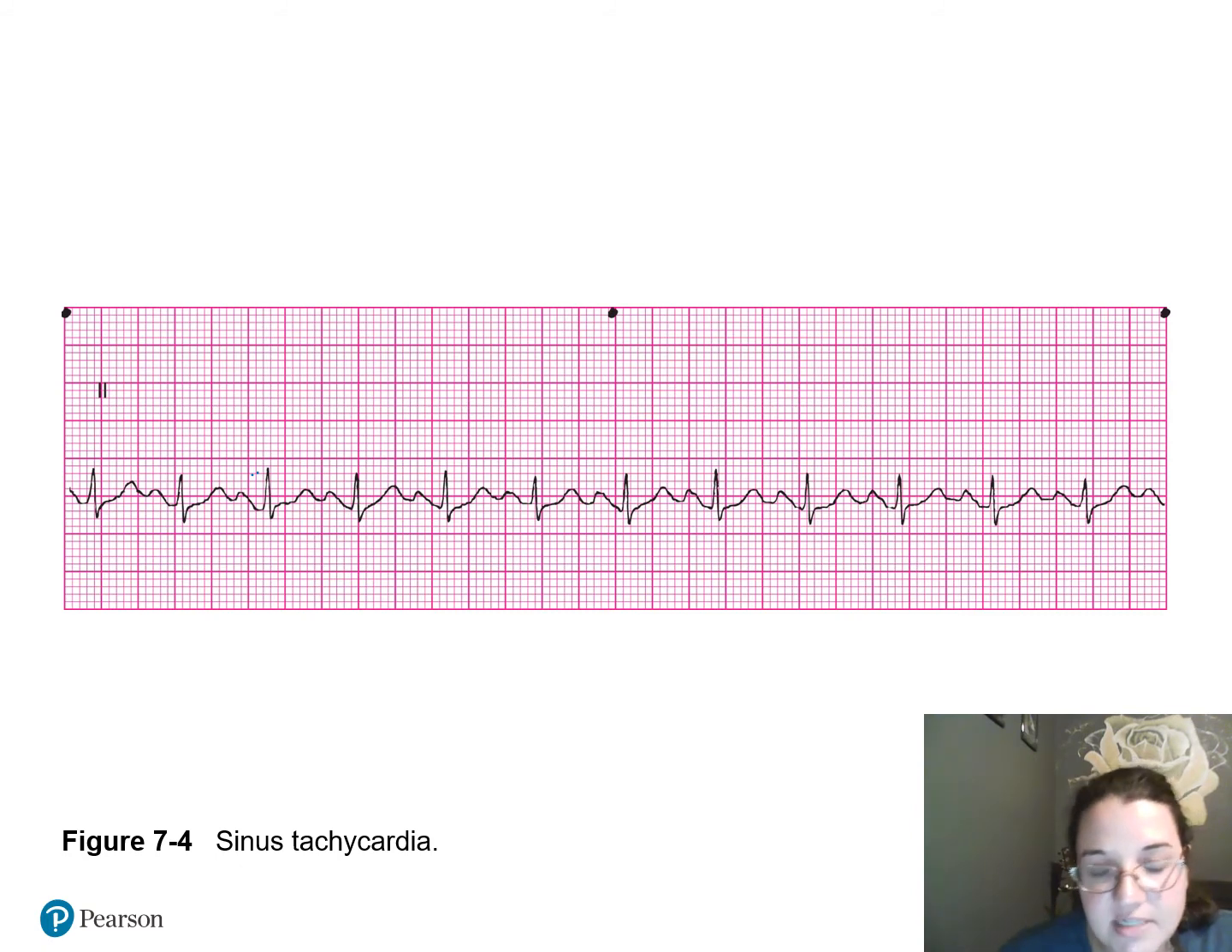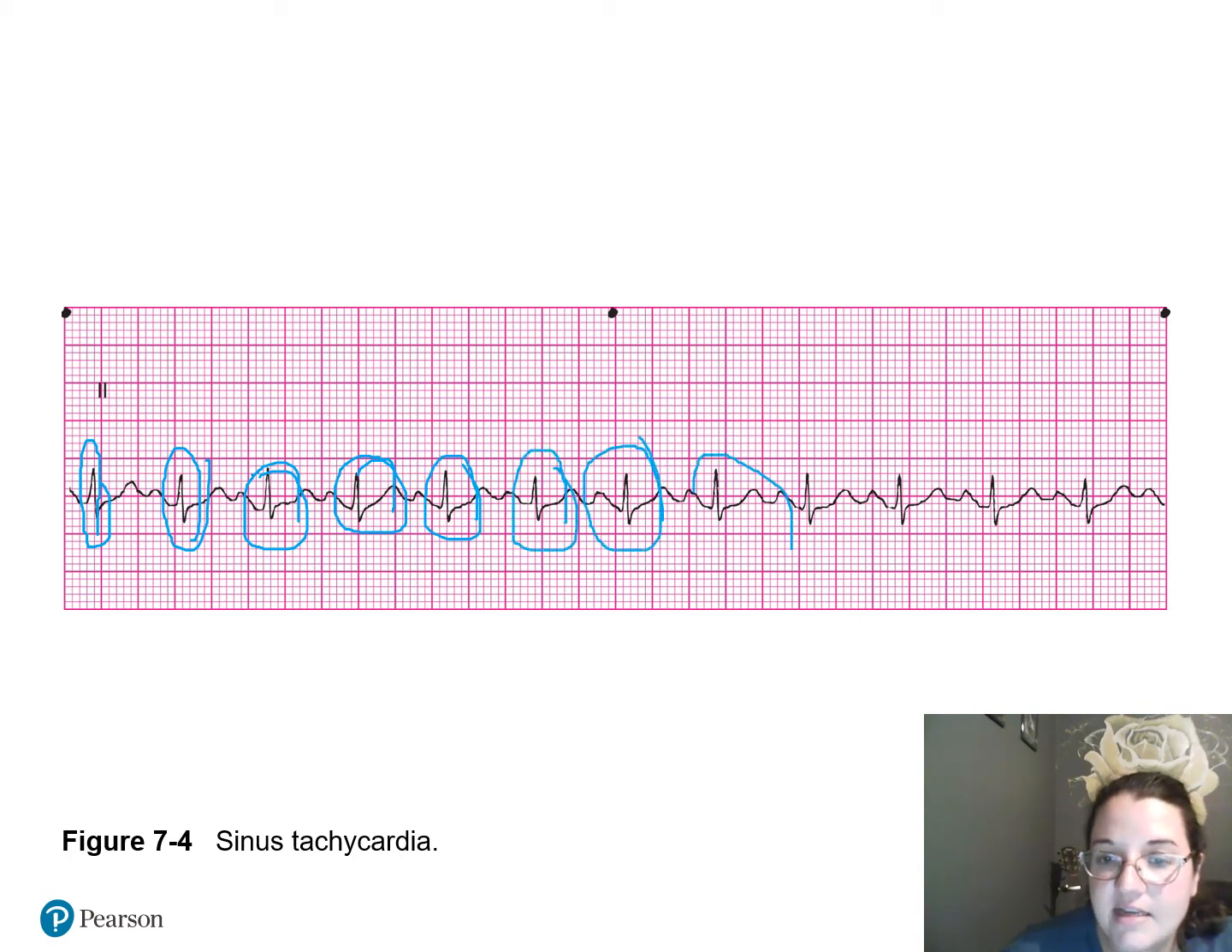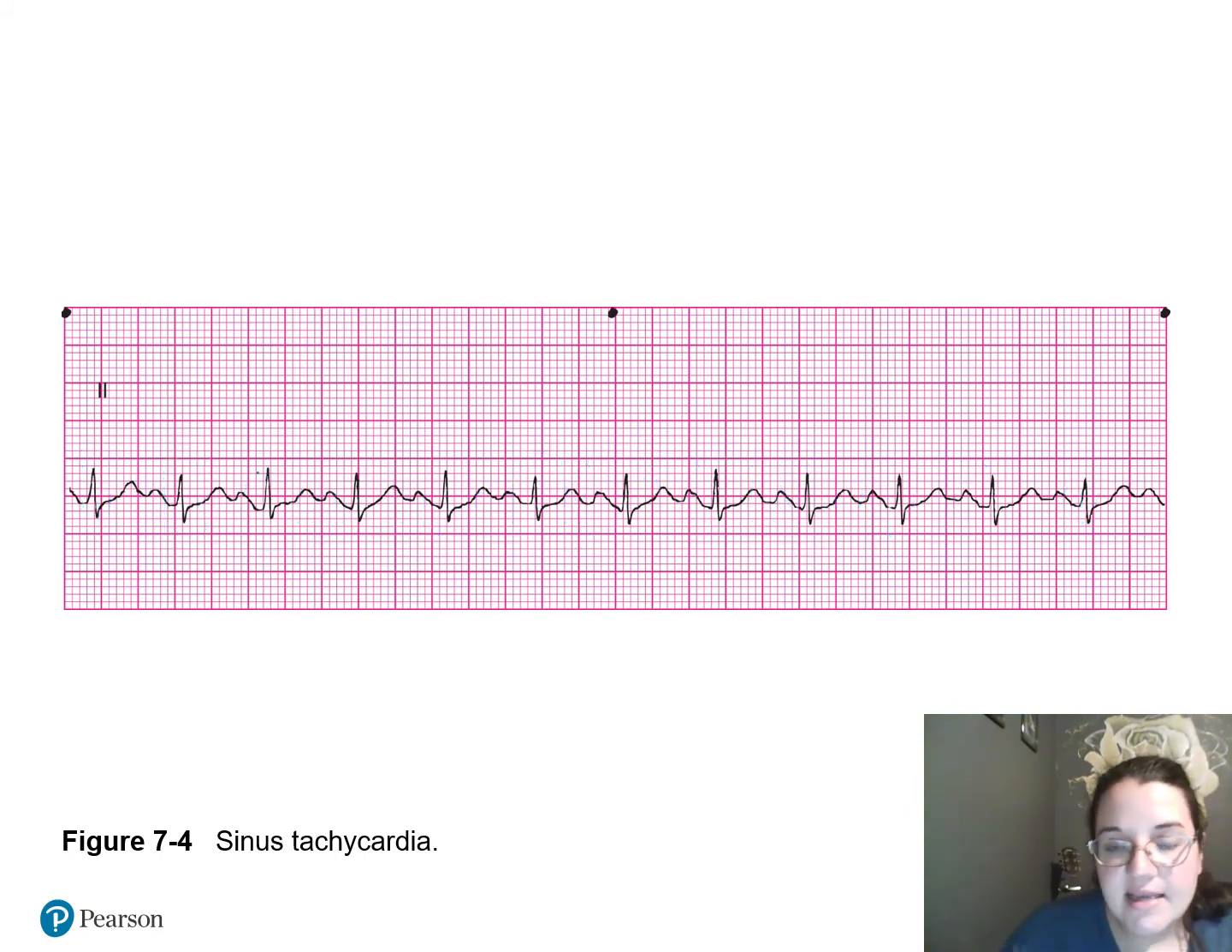The next question is my heart rate and my intervals. If I have a regular rhythm, I can use the 6-second method, which is counting the QRSs by 10: 10, 20, 30, 40, 50, 60, 70, 80, 90, 100, 110, 120. So my heart rate is 120 beats per minute. What is the normal heart rate? 60 to 100 beats per minute. Is that normal? No, it is higher, which could mean I have a tachycardia.